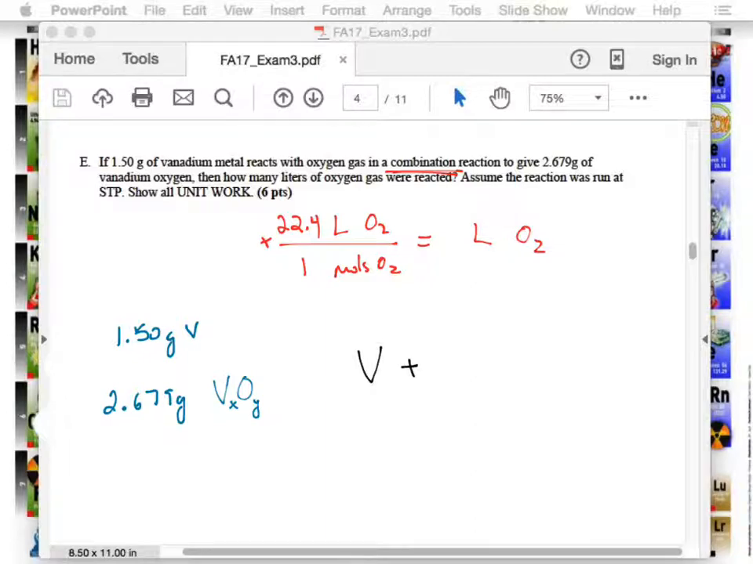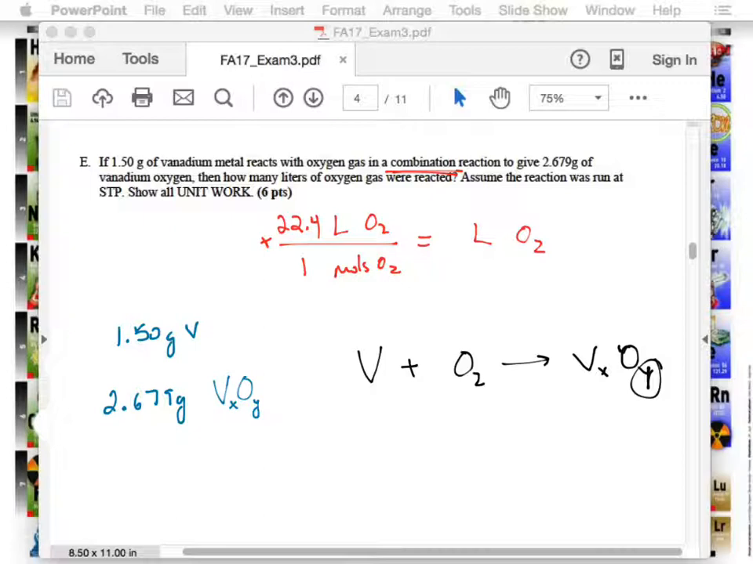Combination reactions, we combine two things, right? Vanadium and oxygen to produce some vanadium oxygen compound. Because it's a combination, that's how it works. I can't balance this though, because I don't know how many oxygens are present, or how many vanadiums are present. So I can't balance. But that does tell me a chemical equation. Ideas?